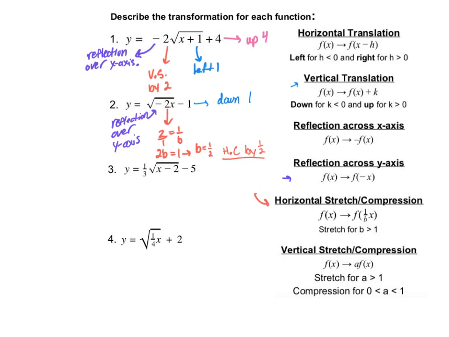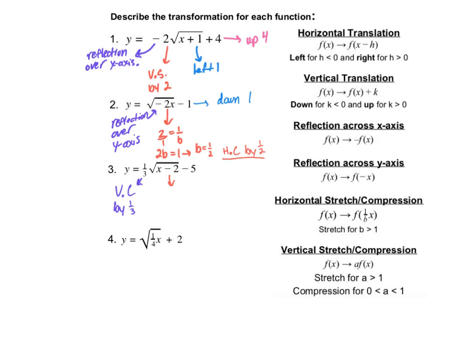All right, moving on. Number 3, we can see that we are multiplying by 1/3 out front. Whoops, switch colors, go back to the original. All right, so our number multiplying out front is a vertical stretch or compression. Since we are less than 1, it's going to be a vertical compression by 1/3.